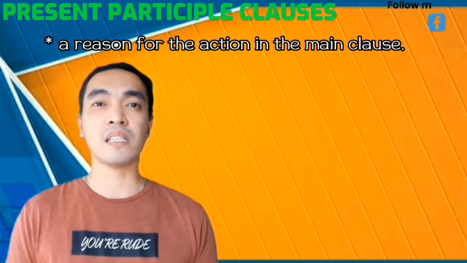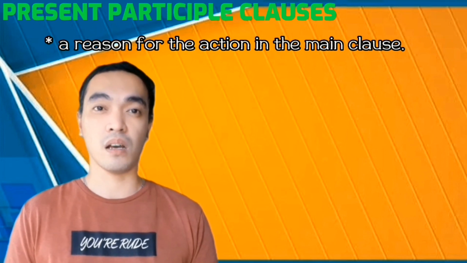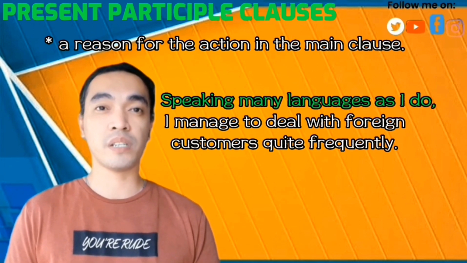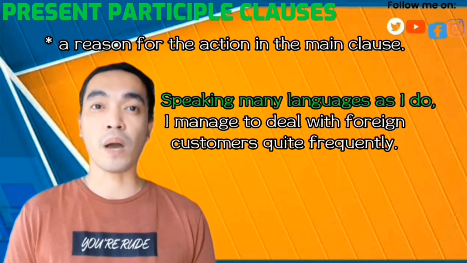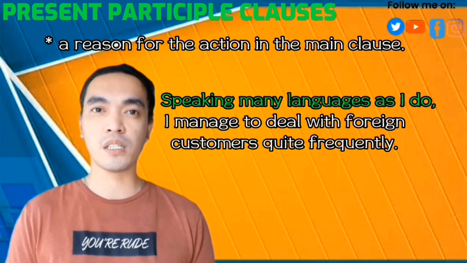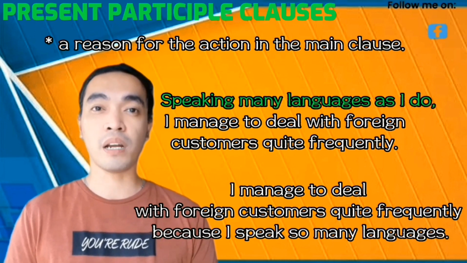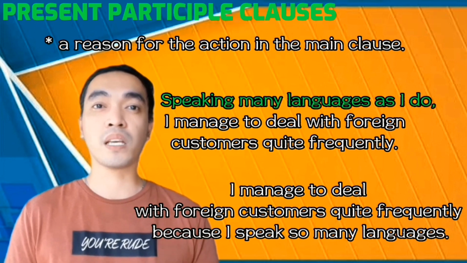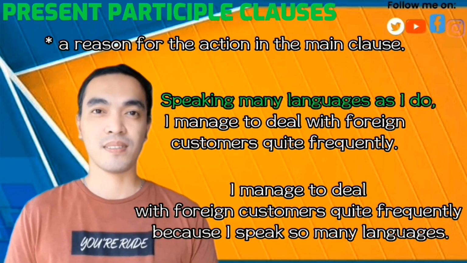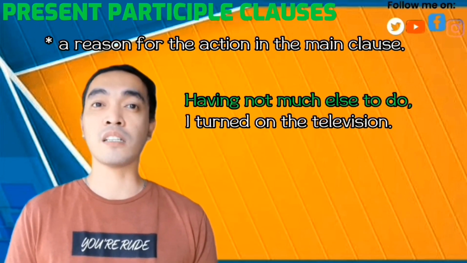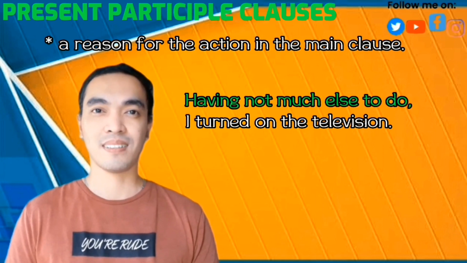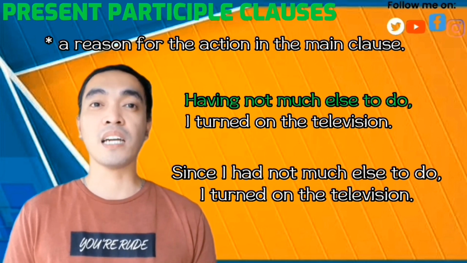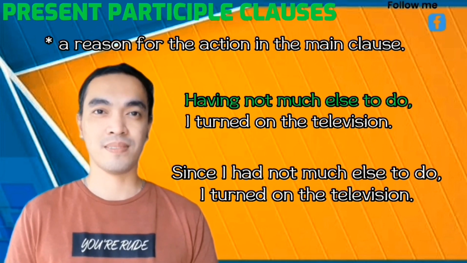We can use it as a reason for the action in the main clause. Speaking many languages as I do, I manage to deal with foreign customers quite frequently. Or in other words, I manage to deal with foreign customers quite frequently because I speak so many languages. Having not much else to do, I turn on the television. This is another way of saying, since I had not much else to do, I turn on the television.